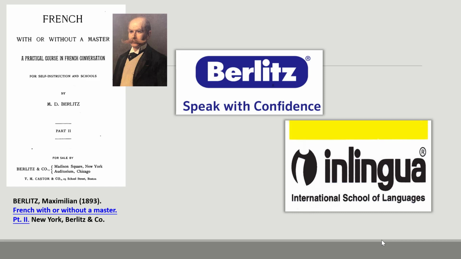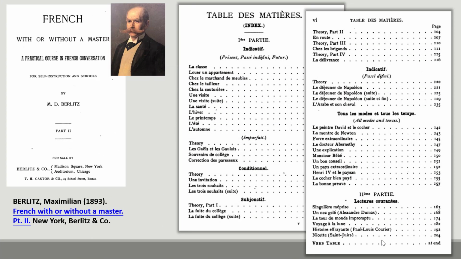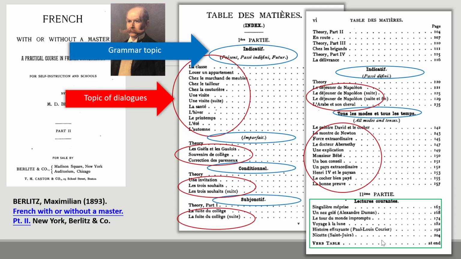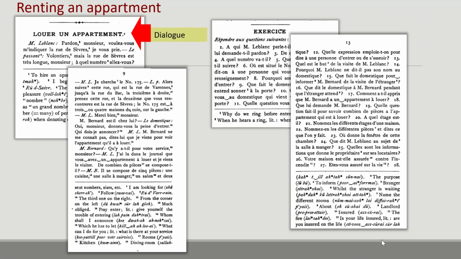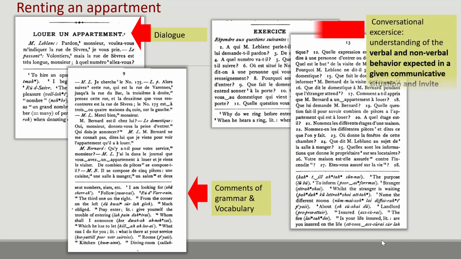the direct method. The table of contents of Berlitz's book refers to both the grammar and the topics of the dialogue each unit focuses on. Each unit starts with a dialogue we can practice in a real-life situation, such as renting an apartment or visiting a tailor's shop. The grammar and vocabulary are briefly explained in footnote comments or at the beginning of each unit. A conversational exercise follows every dialogue.